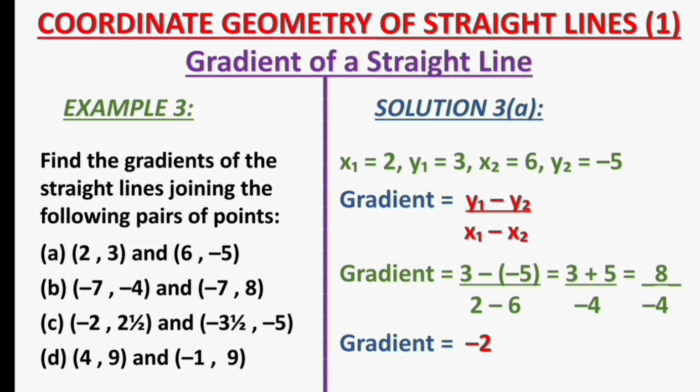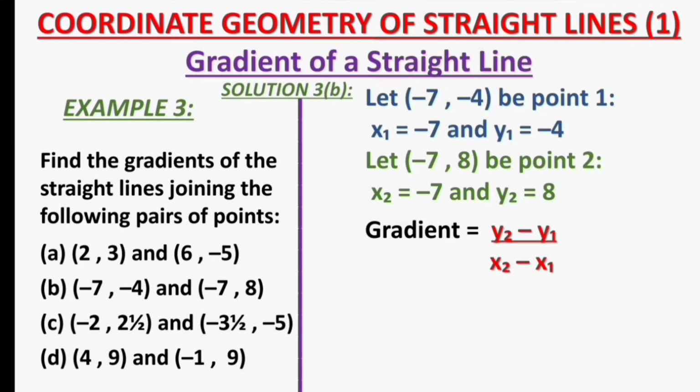Next, let's see the solution to example 3b. In example 3b, let the coordinates minus 7, minus 4 be our point 1. That means that x1 is equal to minus 7 and y1 is equal to minus 4. Also, let the coordinates minus 7 and 8 be the second point. That means that x2 is equal to minus 7 and y2 is equal to 8.